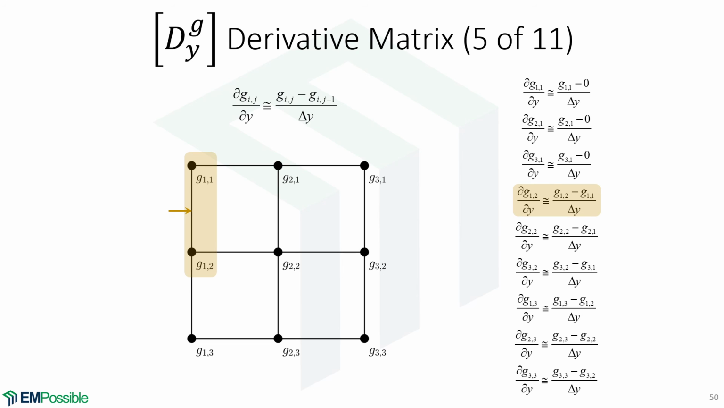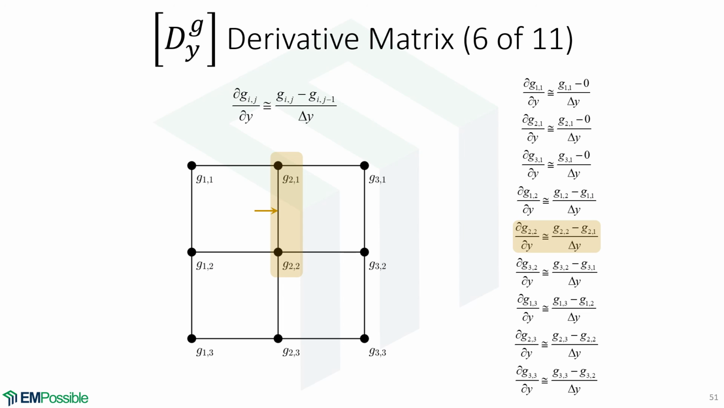Let's move to our next cell. Now we're evaluating the derivative right here between these two g values, and the gold box is highlighting the points from which we're calculating our finite difference. So our finite difference approximation will be G12 minus G11 divided by the spacing between them, which is delta y. G12 minus G11 divided by delta y.